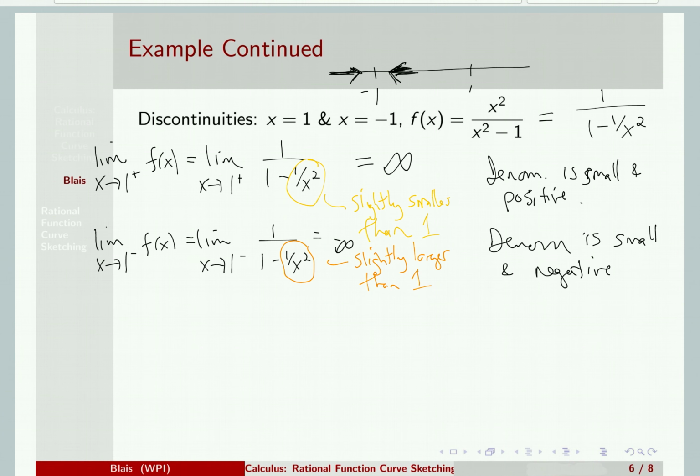So this tells us that near x equals 1, we have to have the limit as we come from the right. The function is blowing up to positive infinity, and as we come from the left, it's going to negative infinity. So we have this kind of vertical asymptote at x equals 1.